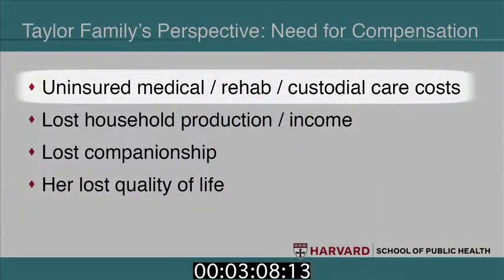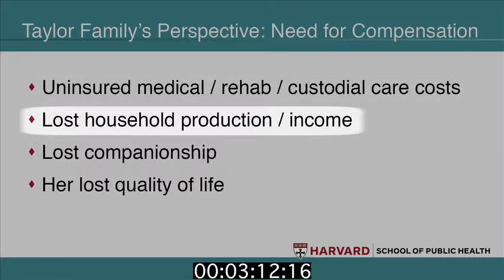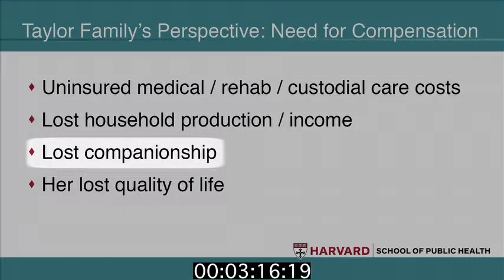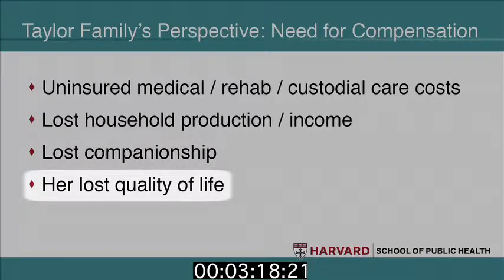Among these are the costs of maintaining her in a long-term care facility, not to mention the cost of household production or income that she would have contributed to the family, or the lost companionship or quality of life that she and her family have experienced because of what happened here. So from the family's perspective, regardless of the quality of care, there's a profound need for income support and compensation for what has happened to them. Again, this lady was healthy 3 days prior to going into the hospital, and now she's disabled for life.